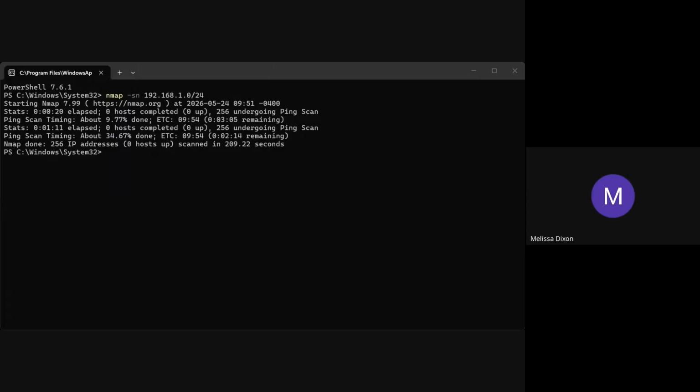So you can see here that I ran Nmap, and then I did -sn 192.168.1.0/24. And then you can see the output here. It shows starting the Nmap, and then the stats, and then it shows there are 256 IP addresses with 0 hosts up, and that it took 209.22 seconds to finish the entire thing.